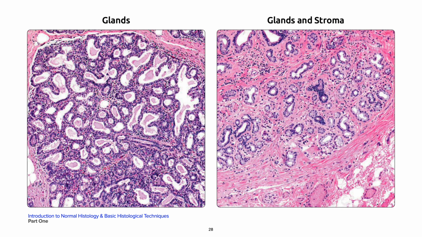Next are the glands. On your left, the secretory units and their ducts make up the parenchyma of a gland, as shown here by this example of lactating breast. On your right, the connective tissue surrounding a gland constitutes the supporting stroma. Here, peribiliary mucous glands are surrounded by lobular connective tissue stroma.